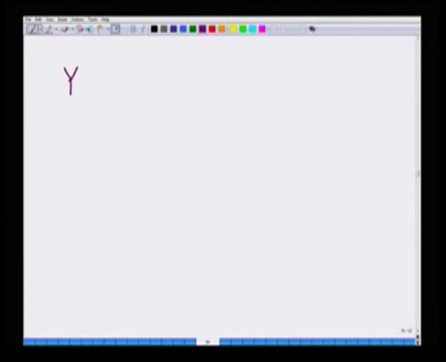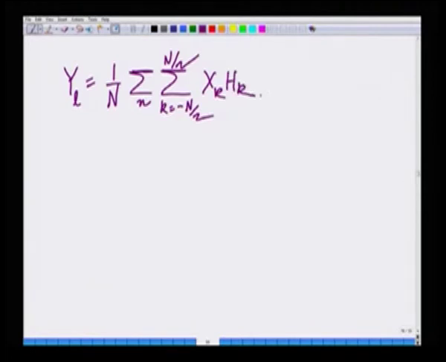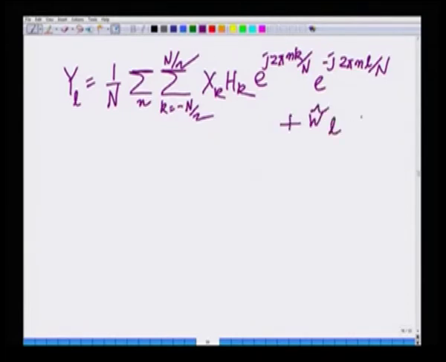This Y L can be shown to be equal to 1 over N summation over n. I am now substituting the expression for y n that we have, which is summation k equals minus N by 2 to N by 2 of x k h k e to the power of j 2 pi n k divided by N, times e to the power of minus j 2 pi n L divided by N, plus w tilde of L.